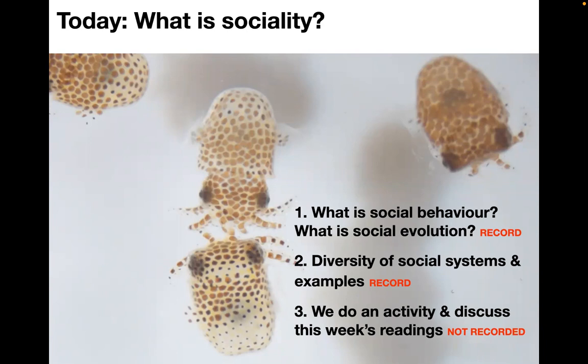And then at the end, we'll do a little activity where each of you will collect data on a different species, and we'll look at the diversity of social systems. And then we'll go to breakout rooms and do a bit of discussion on the 3 readings for this week.